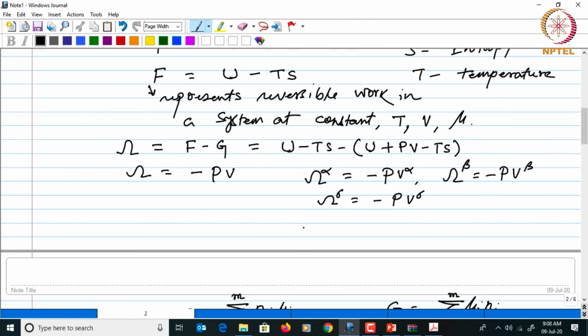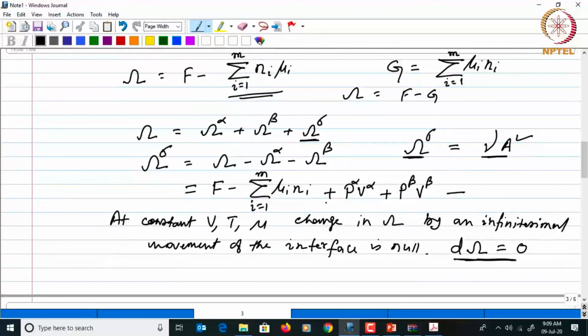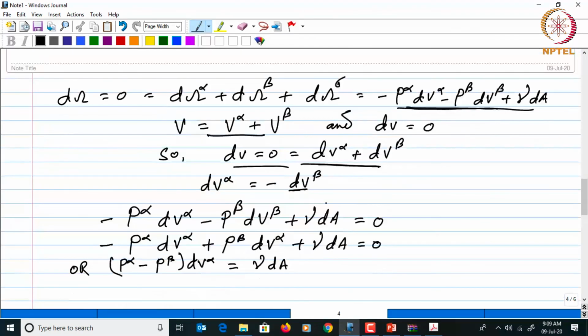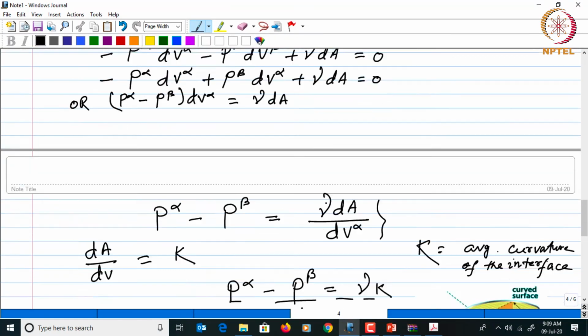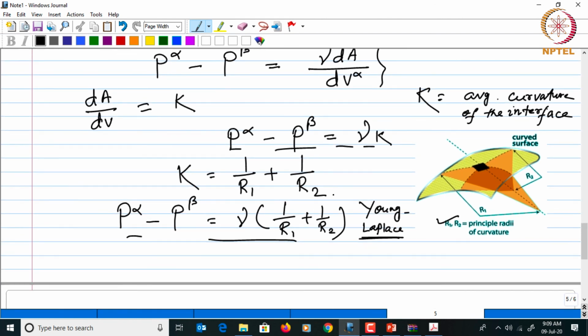And from that, considering a thermodynamic property called thermodynamic potential, we derived this relationship between the pressure and the curvature of the surface, and from here you can actually go to the Young-Laplace equation, which basically talks about the stress on a curved surface due to the curvature.